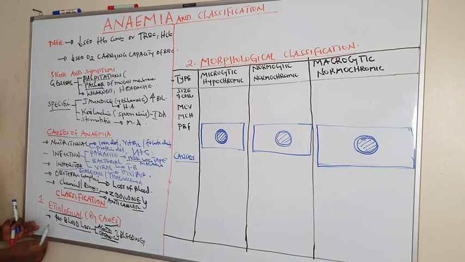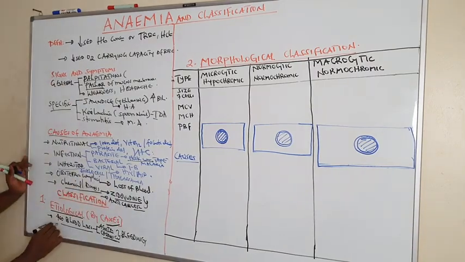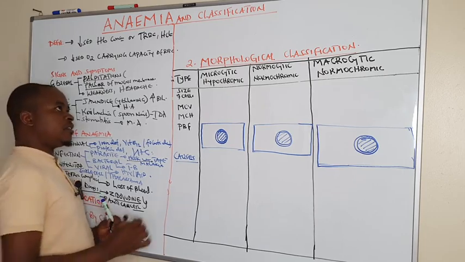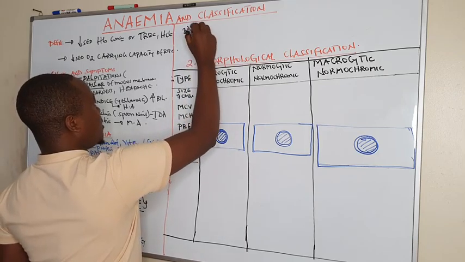So they can also develop this anemia due to blood loss. And this type of anemia, we call it hemorrhagic anemia, due to blood loss. Then another subsection under classification of anemia by cause is impaired production.